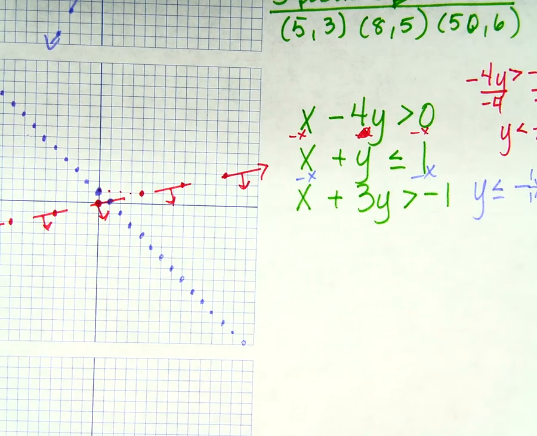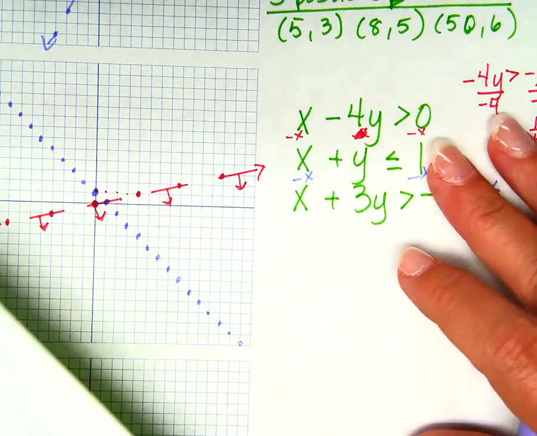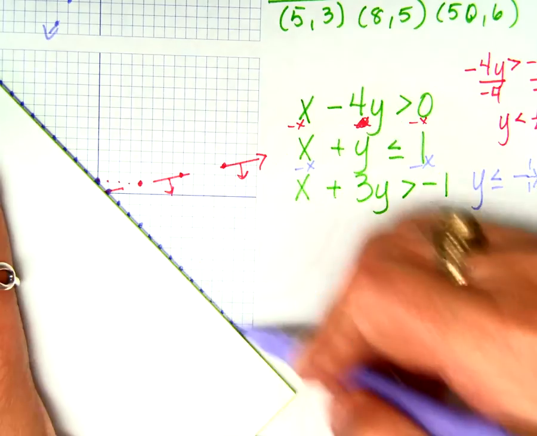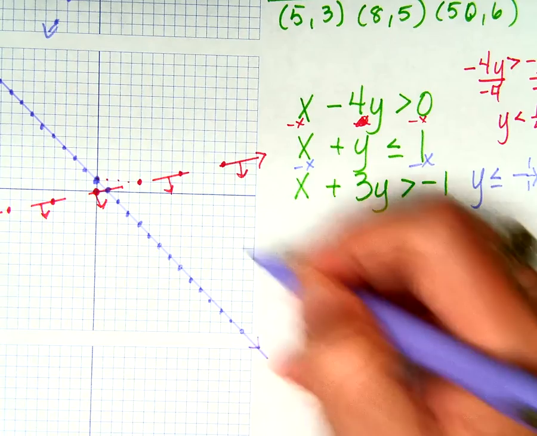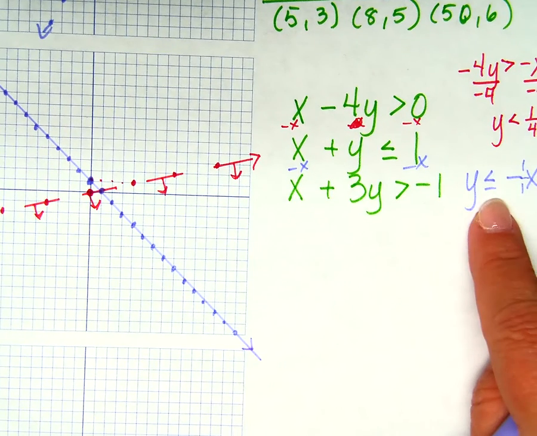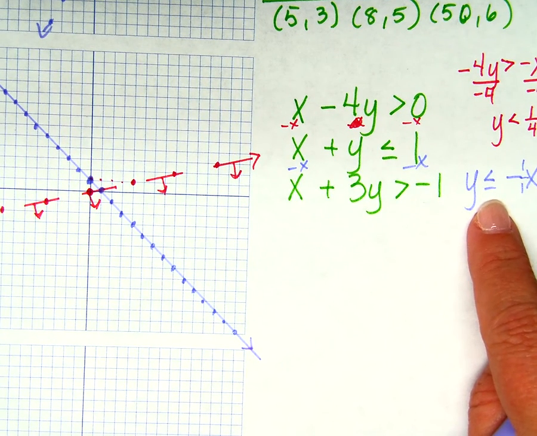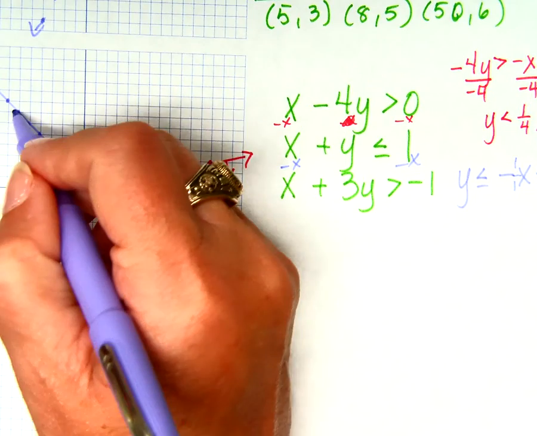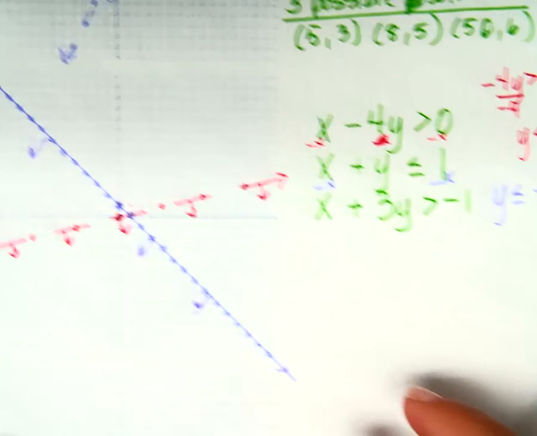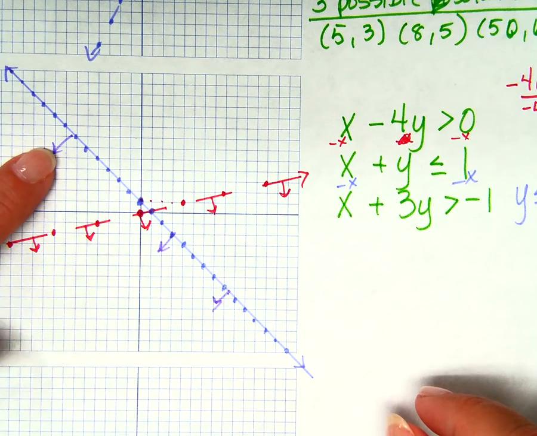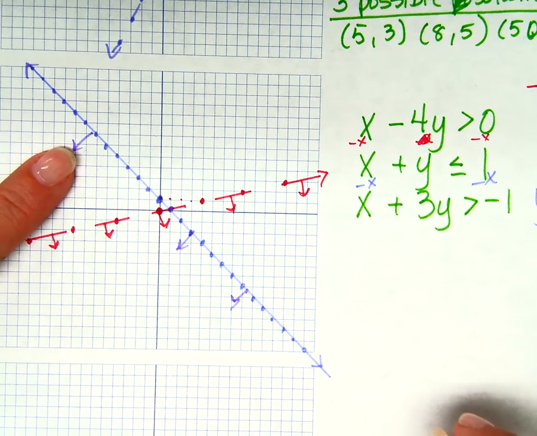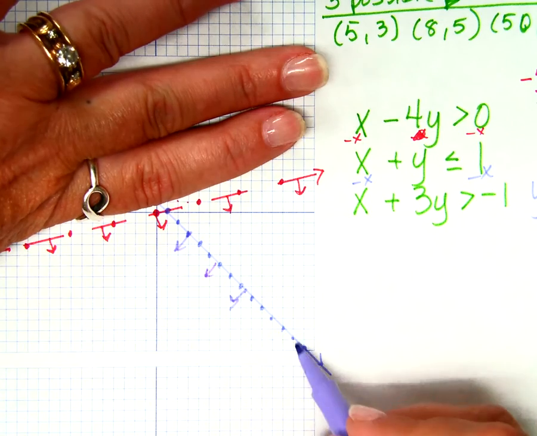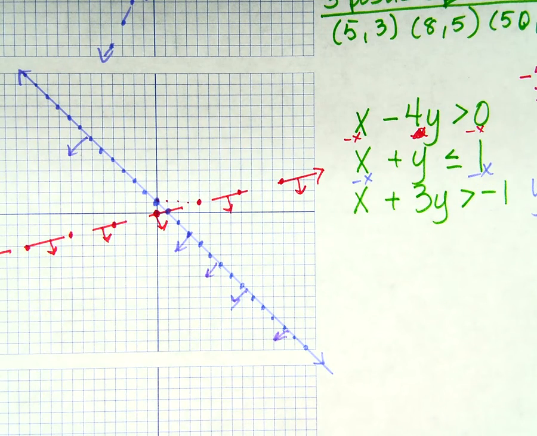What kind of a line am I drawing here? Solid. Okay. And for this line, am I shading above or below? It's less than or equal to, so I'm shading below. Now, did I even really need to put this arrow right here? I really didn't, right? Because I already know it has to be below that first line that I drew. So really all I care about is down here, right? Okay. What about the last one?